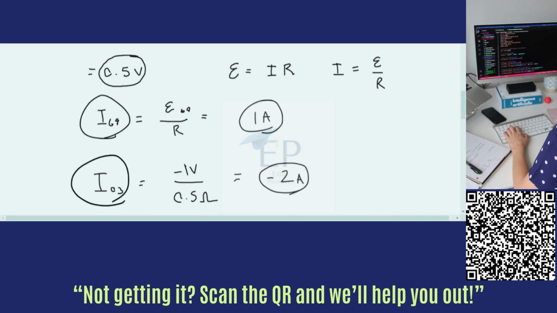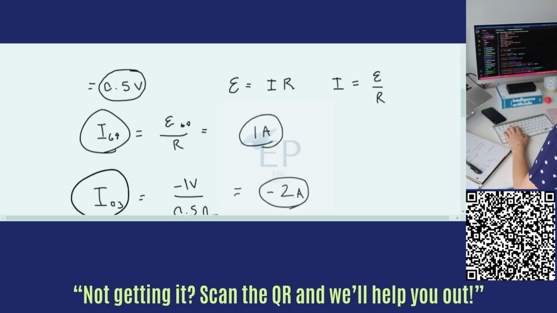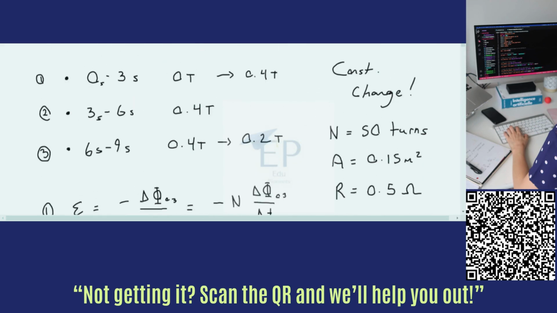All right, so we determined the induced EMF in our loop here for 3 different periods in which our field is changing. And by using our calculated induced EMF, we were also able to determine what the induced current is in our loop at any given point in time.